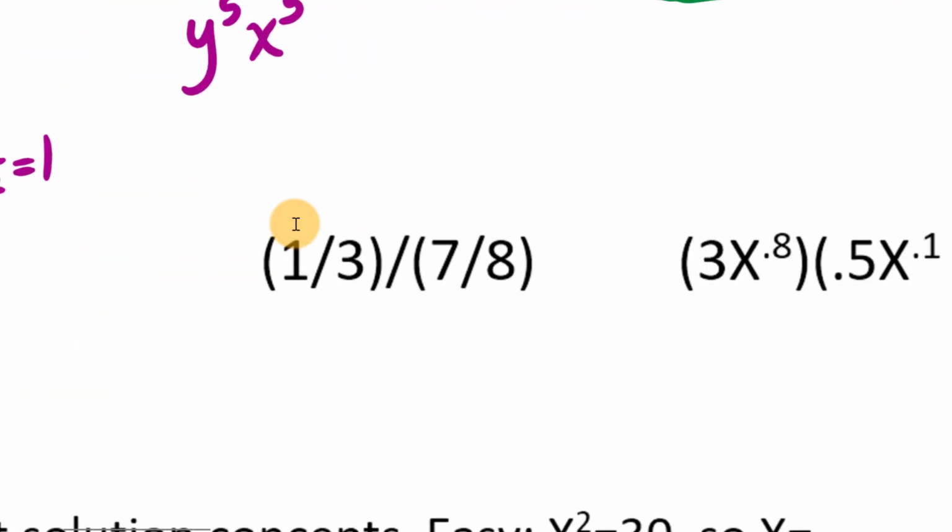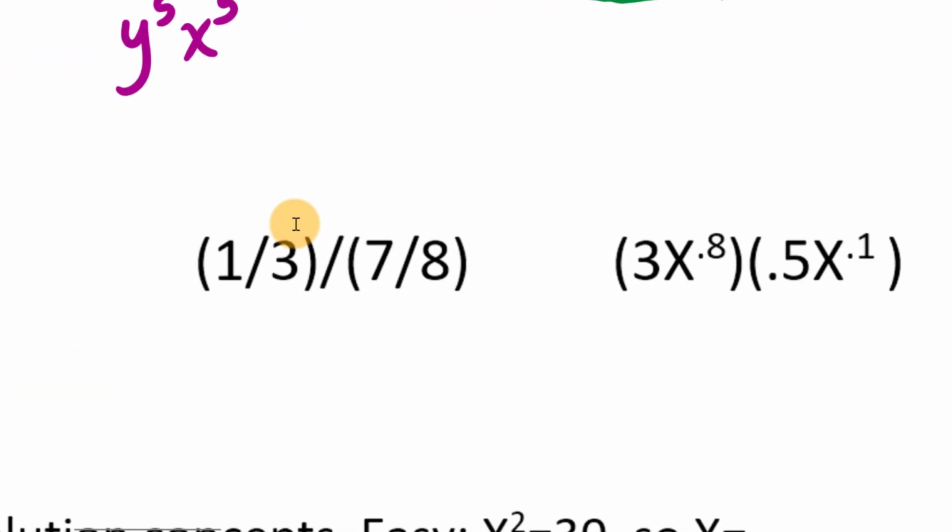All right, let's think about simplifying fractions. How do you divide a fraction by a fraction? Well, if we had 1/3 divided by 7/8, you can multiply by the reciprocal, or multiply by the inverse of 7/8, right? So dividing a fraction by a fraction is the same as multiplying by 8/7.